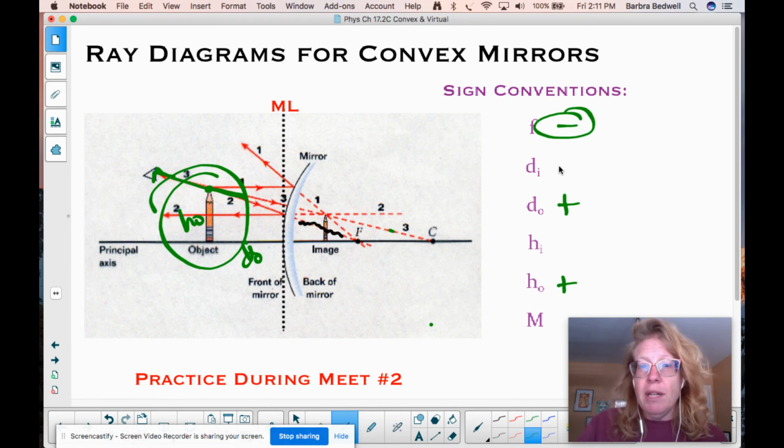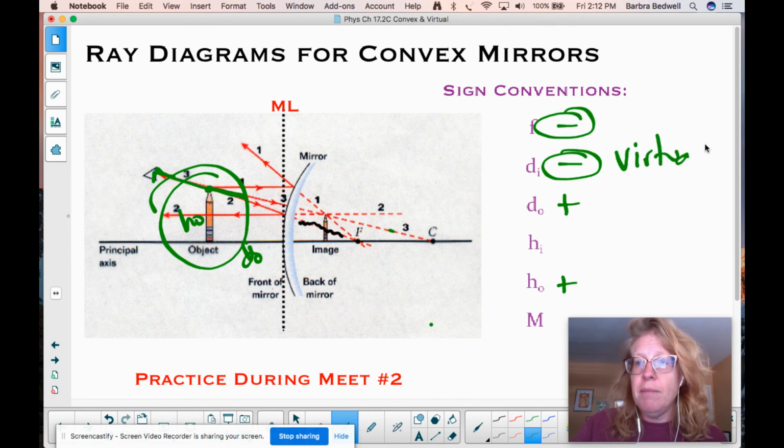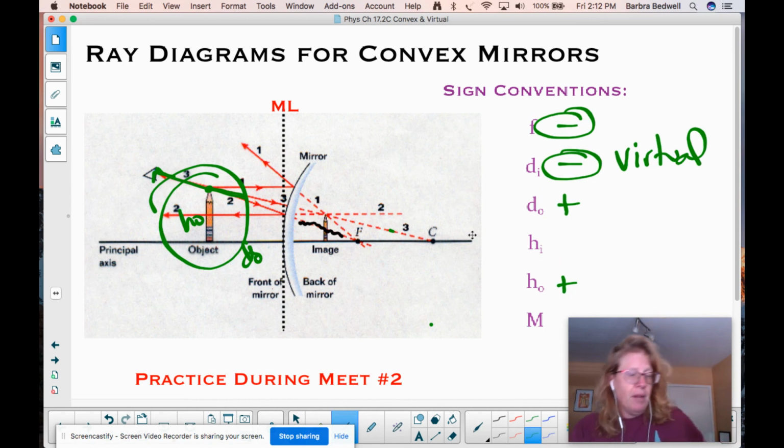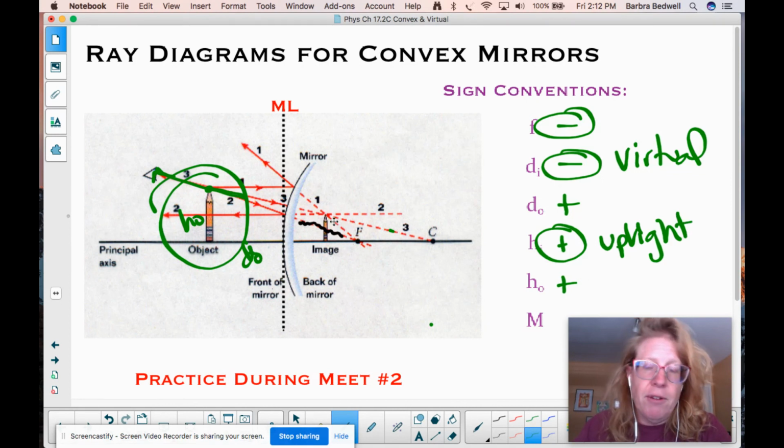But if we take a look at this, is this a real or a virtual image? Because it is a virtual image, DI is negative. And again, because it's a virtual focal point, DI is negative. Okay, HI, if we take a look at our height here, it's small, but it's still upright. So because it's upright, HI here is positive. And again, why? Because that image is upright. So we give it a positive value for HI.